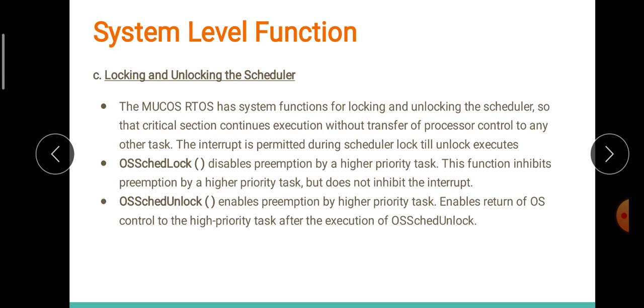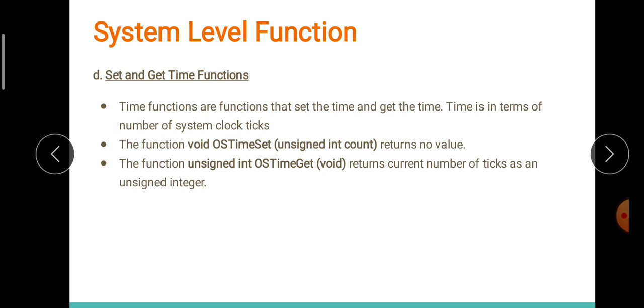Okay. Now the fourth type of system level function is the get and set time functions. As the name suggests, these functions are used for setting the time and getting the time. Now what does this time indicate? In the initialization stage, we had a method to initialize the clock ticking, the system clock tick. Now the time is in terms of the number of system clock ticks. The number of system clock ticks is your time. So you want to get the time, you want to set the time.